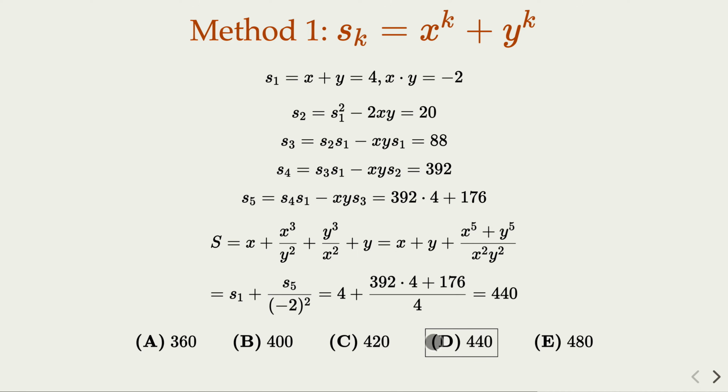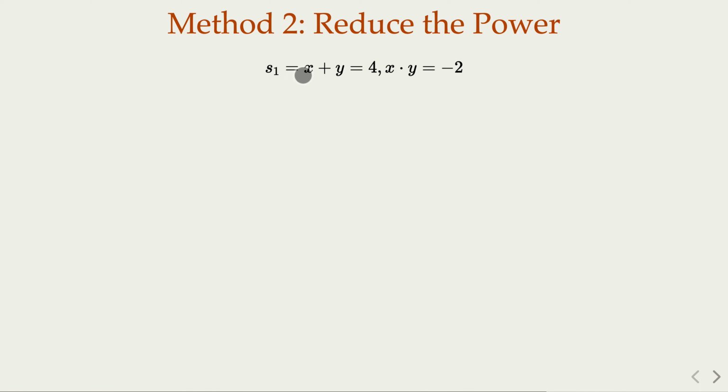Now this is method number 1. We calculate from S1 to S2, S3, S4, S5. Okay, so now the second method, which personally I prefer. It is the fact that if you know the sum and the product of two numbers, you know that both numbers are the two roots of a quadratic equation. Yeah? So we claim that x, y are roots of this equation. In other words, x satisfies this equation, y satisfies this equation, and then from here we know that t squared equals 4t plus 2.